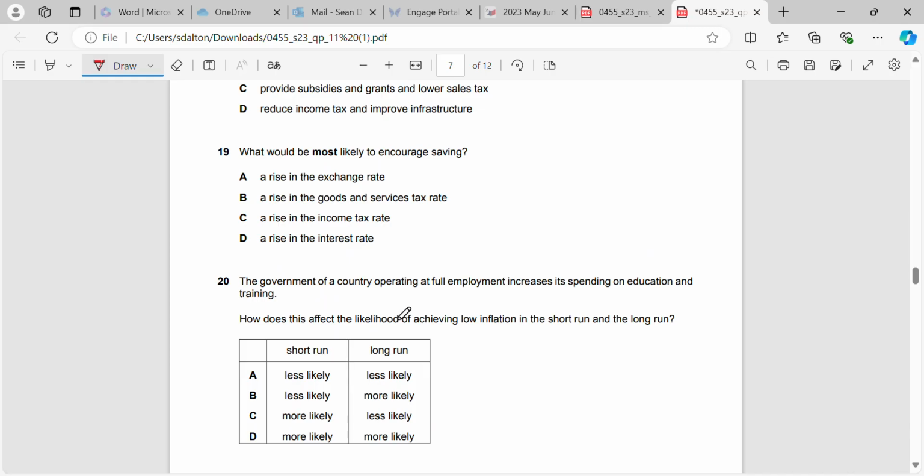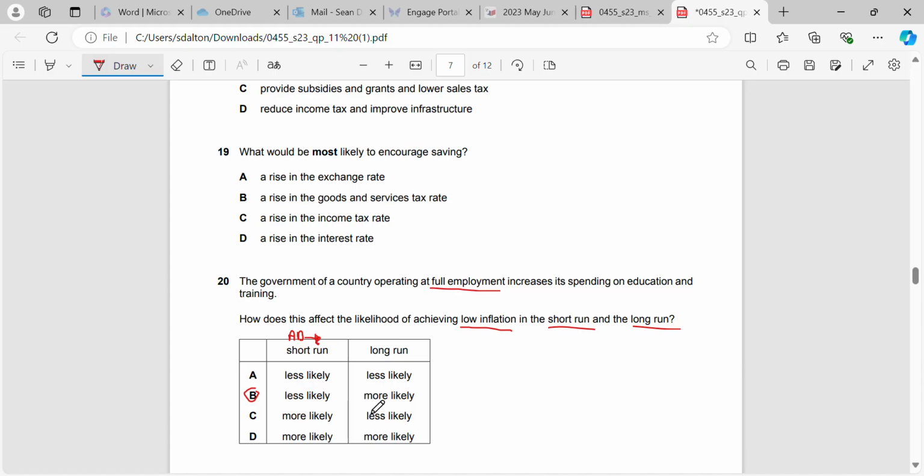Okay, question 20. Country is operating at full employment because it's spending on education and training. How does this affect the likelihood of achieving low inflation in the short run and the long run? Okay, so let's have a look here. Now in this question, the correct answer will be B. In the short run, it's less likely. Why? Increase in government spending is going to move AD to the right. And when AD moves to the right, it's not impossible that they can achieve low inflation because it depends on how much capacity they have with AS.